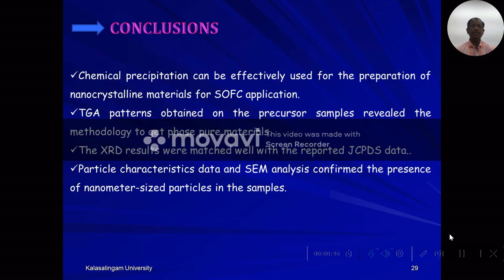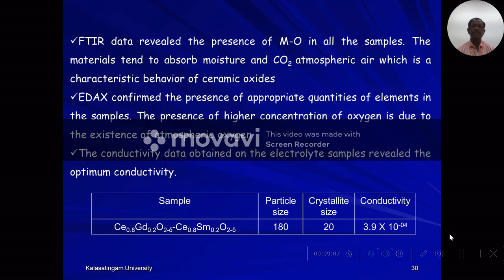Conclusions. Chemical crystallization can be effectively used for the preparation of nanocrystalline materials for SOFC application. TGA patterns obtained on the precursor samples reveal the methodology to get phase pure materials. The XRD results matched well with previously reported data. Particle size data and SEM analysis confirm the presence of nanometer size particles in the samples. FTIR data reveal the presence of metal oxygen bonds in all the samples. The materials tend to absorb moisture and carbon dioxide from atmospheric air, which is a characteristic behavior of ceramic oxides. EDAX confirms the presence of appropriate quantities of elements in the samples. The presence of higher concentration of oxygen is due to the existence of atmospheric oxygen.